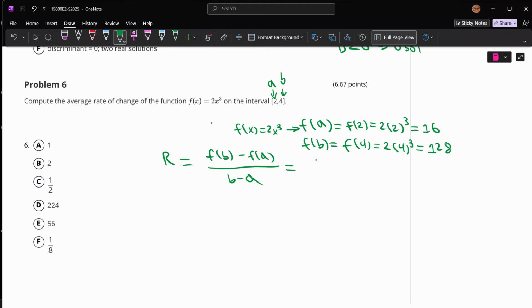And then we know that a and b is 2 and 4, so we can just plug it into the expression here. So we have 128 minus 16 over 4 minus 2, which gives us 128 minus 16 is 112. Then 112 divided by 2 is going to be 56. So the average rate of change of this function would be 56, which means the answer would be E.